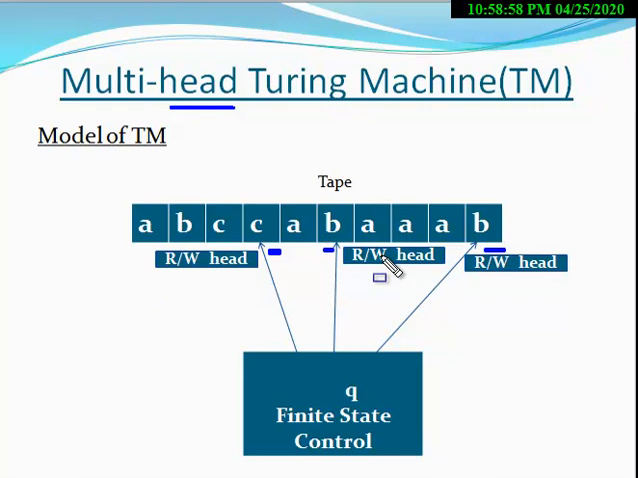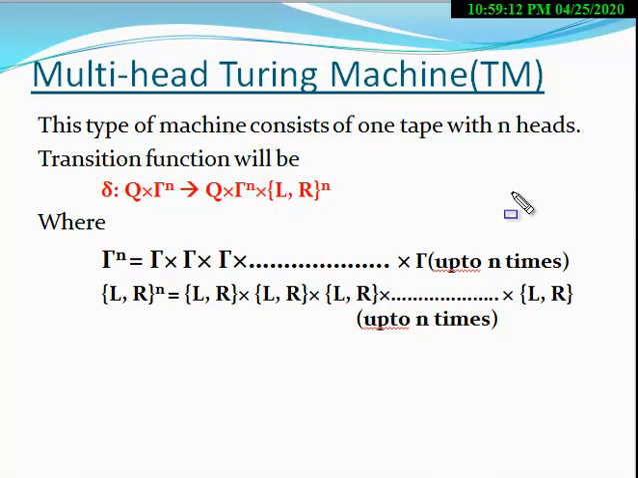Now let us come to the definition of the multi-head Turing machine. A multi-head Turing machine is also defined like a Turing machine. The 6 parameters are the same as defined for the Turing machine. The 7th parameter, the transition function, differs from the normal Turing machine. The transition function defined for the multi-head Turing machine will be like this. So this is the transition function which is defined for the multi-head Turing machine.